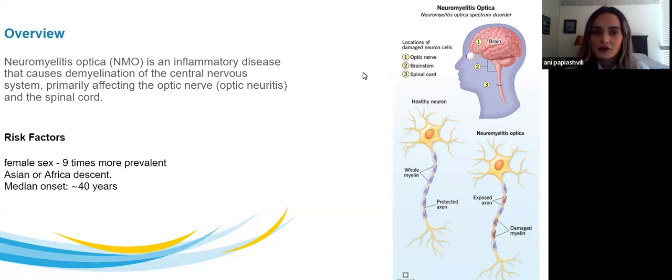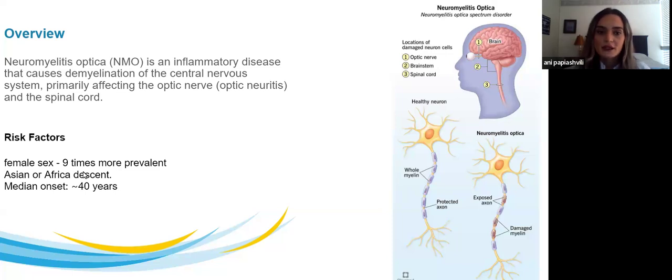Let's start first of all. What are the risk factors of NMO? As I already mentioned, it is one of the autoimmune conditions, so you won't be surprised if I tell you that it is more commonly seen in the female sex rather than males. As you can see here, it is 9 times more prevalent in females compared to males. Also, neuromyelitis optica is more likely to be seen in Asian and African descent populations.